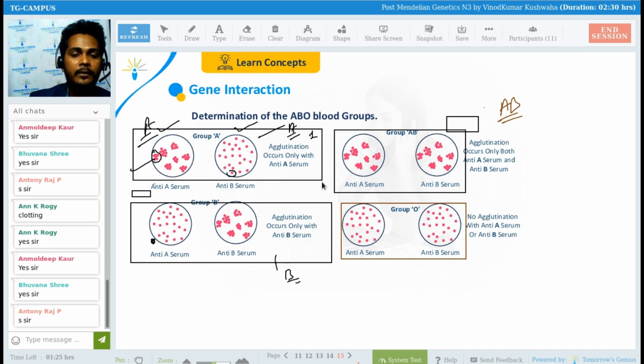Yes, does anyone have a doubt on this, the determination of ABO blood groups? Yes, anyone have a doubt?